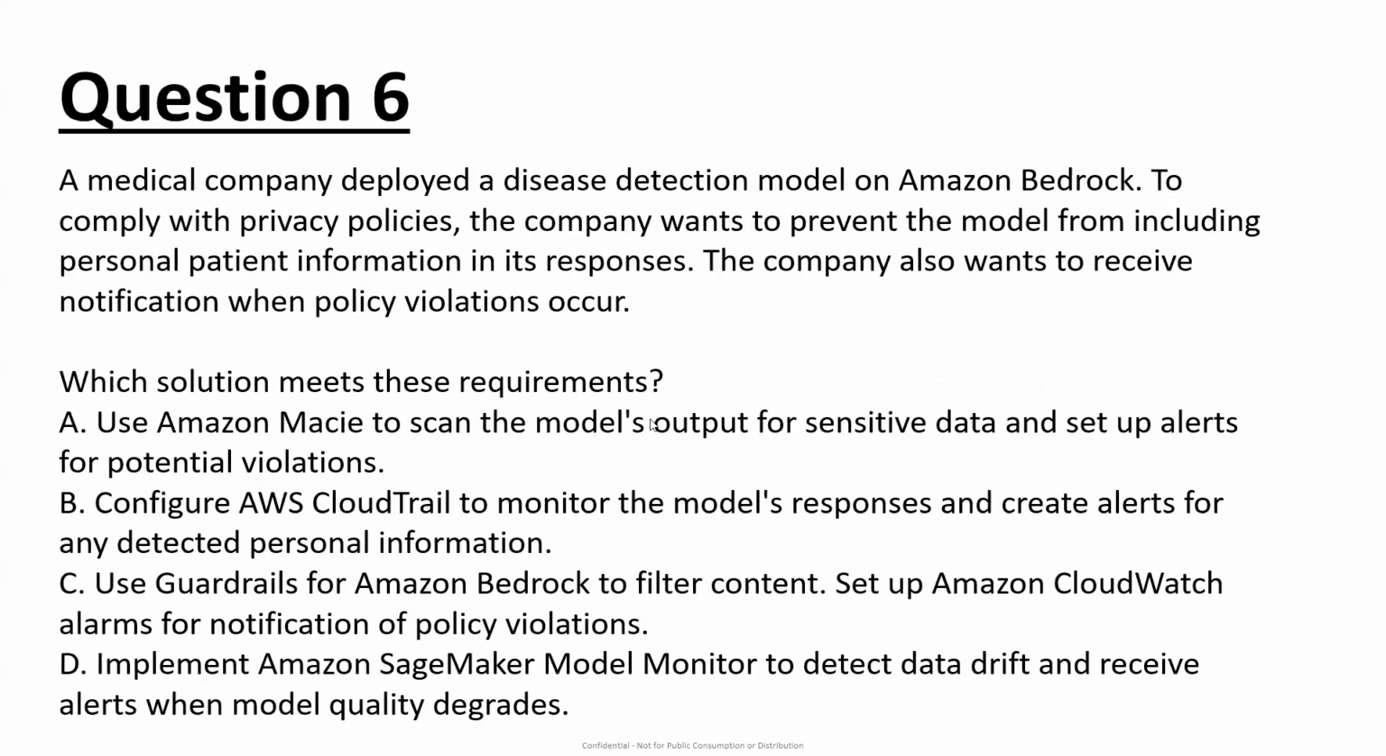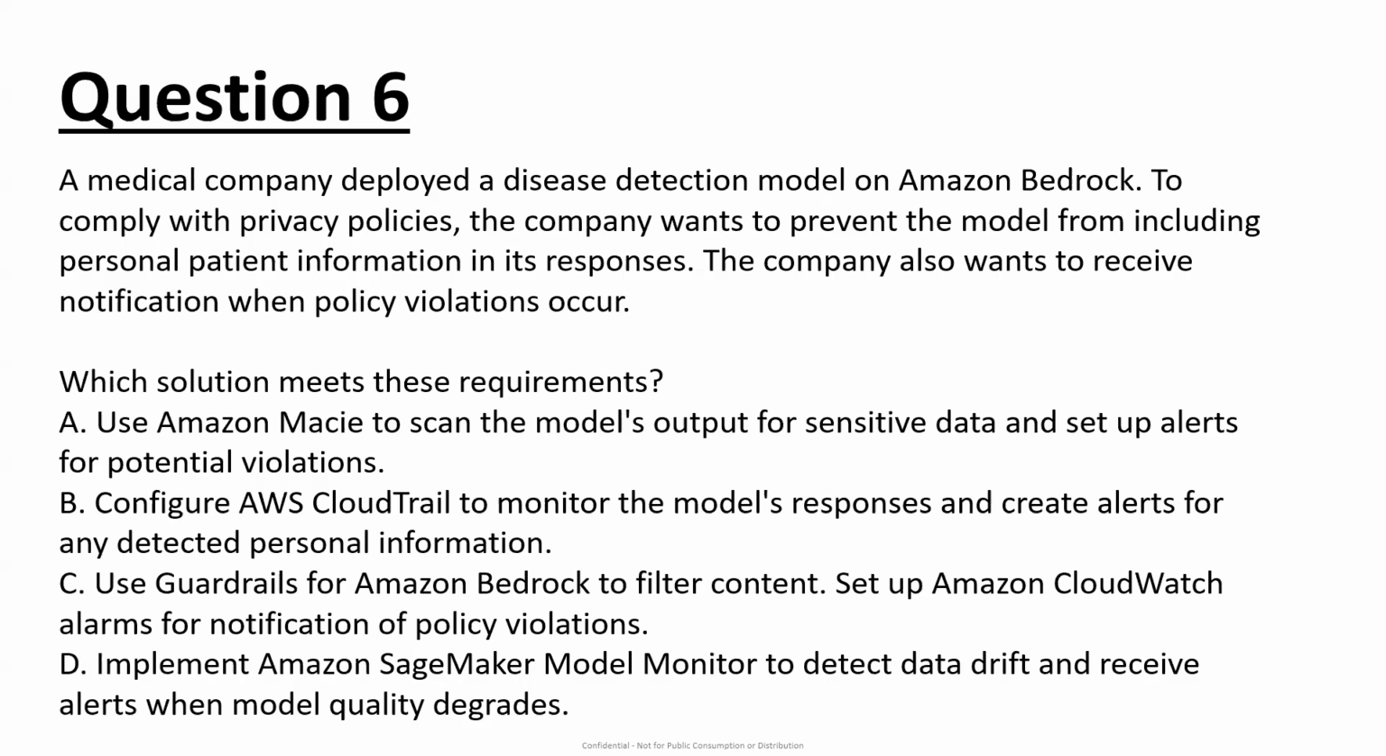Last question for this video. A medical company deployed a disease detection model on Amazon Bedrock. To comply with privacy policies, the company wants to prevent the model from including personal patient information in its responses. The company also wants to receive notification when a privacy violation occurs. Okay, so there are two parts. The company wants to prevent the model from including personal patient information. That is one. And they want to receive the notification also. So which solution meets these requirements?